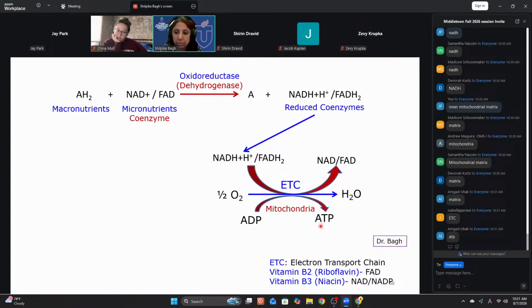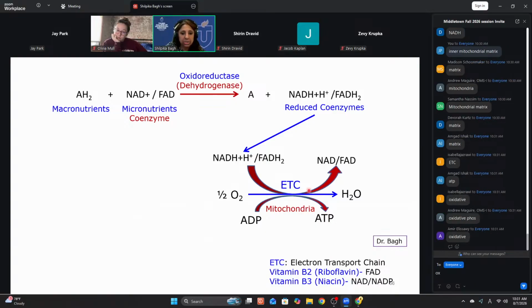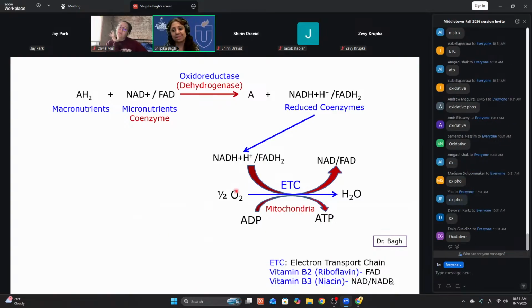Some people are confused. What is the difference between oxidative phosphorylation and substrate level phosphorylation? In which one do you need ETC to produce ATP, oxidative or substrate level phosphorylation? That's the difference. Oxidative phosphorylation means you need ETC to produce ATP, number one.